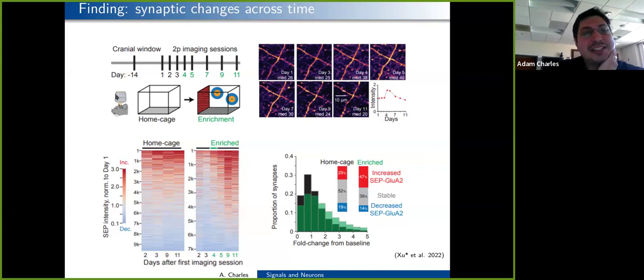So we let the mouse just kind of hang out in its home cage for a number of days. And then on day 4, we put it in an enriched environment with all kinds of new stuff for it to learn and adapt to. And the hypothesis was that we should see a significant amount of additional synaptic plasticity changes, as depicted by the AMPA receptors that we're imaging after this day 4.